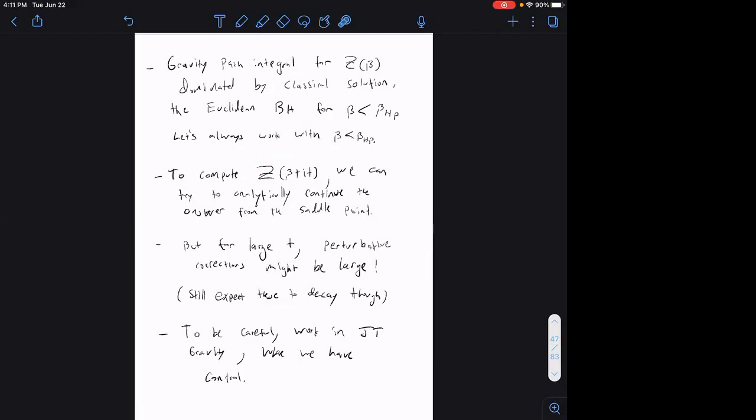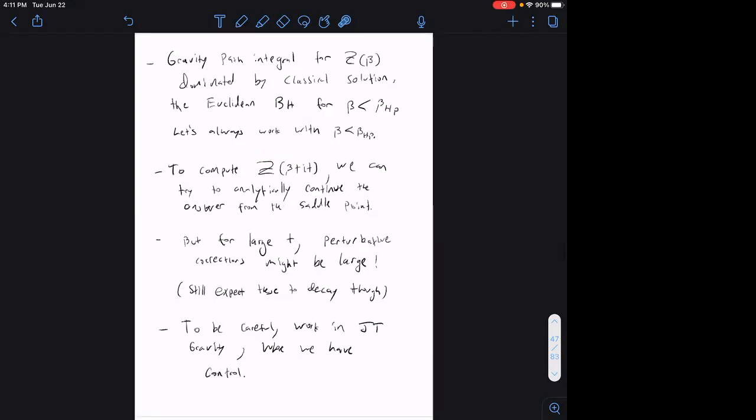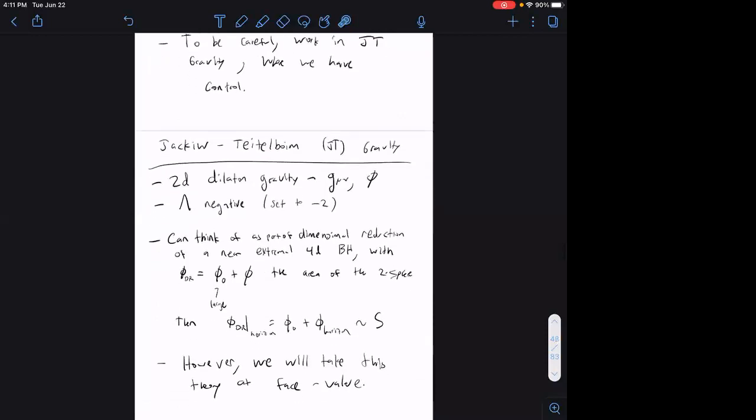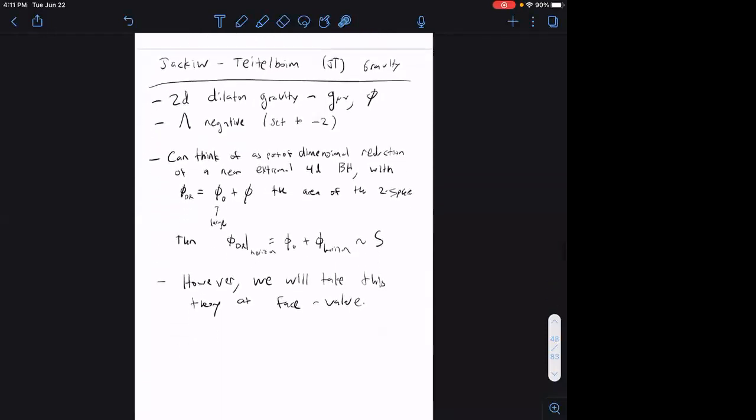What we're going to do now is restrict our attention to a nice simple model of gravity, JT or Jackiw-Teitelboim gravity, because in this case we have control. So this JT gravity is going to be basically our main model that we're going to study for today's lecture and tomorrow's lecture. It's very simple, and we can say a lot about it, and it's got some interesting, surprising facts about it.